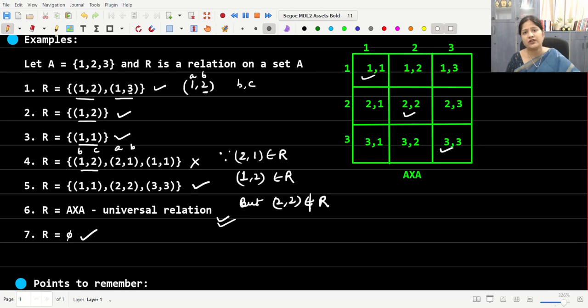So the definition of transitive is conditional. If we have the ordered pairs, we will check for the third ordered pair. If we have (a, b) and if we have (b, c), then only we will check for (a, c). If we do not have any such ordered pairs, we will not check for the transitivity. The relation is transitive, correct?